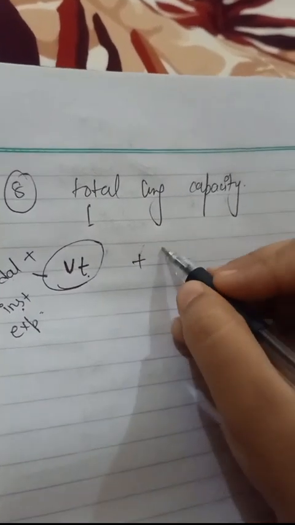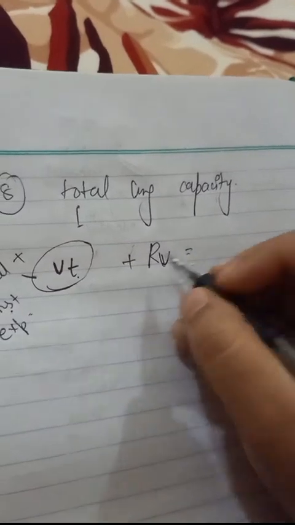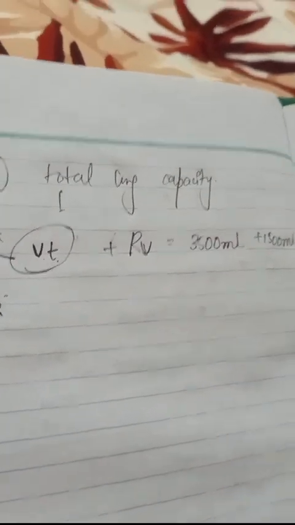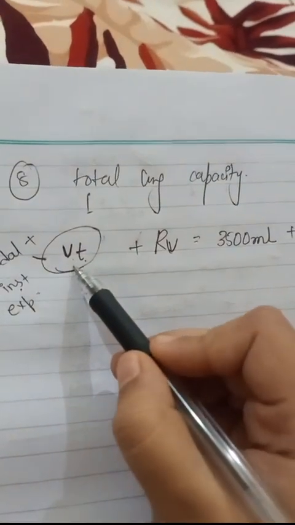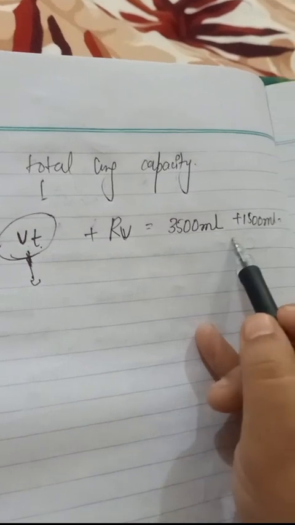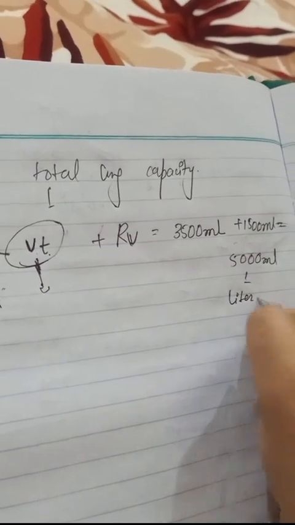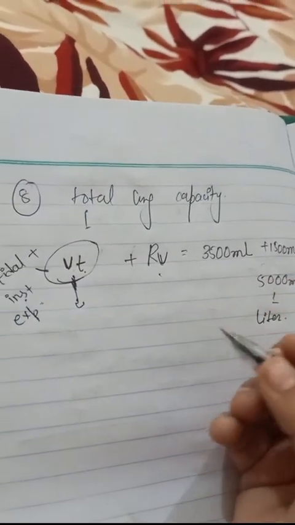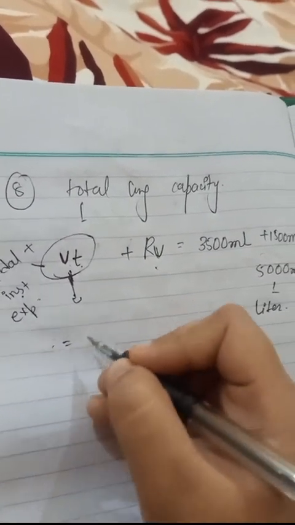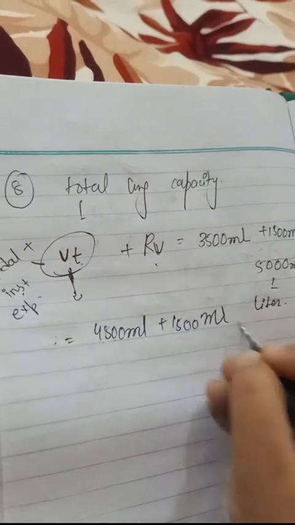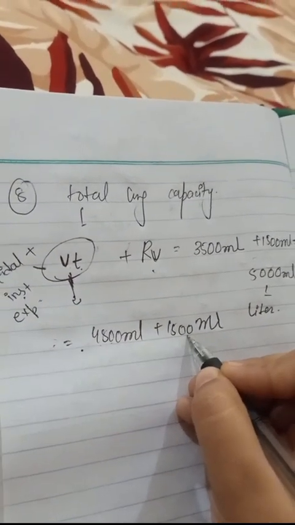If we add the reserve volume, which was 3500 ml, plus 1500 ml, that equals 4500, but we take 5000 as normal. This is the vital capacity, and this was the minimum. If we talk about the maximum, that is 4500 plus 1500. This is the vital capacity, and this is the residual volume.